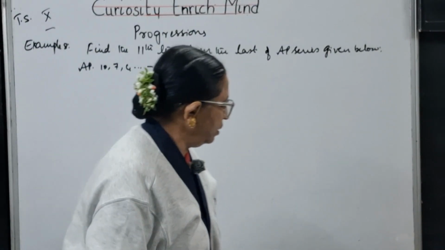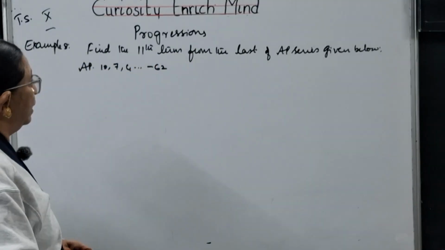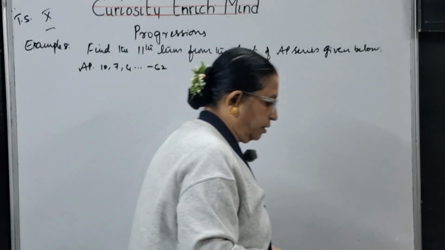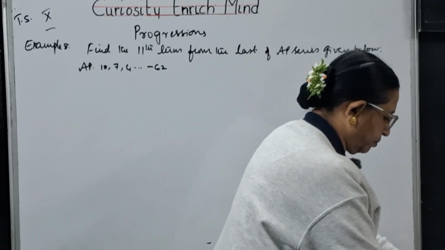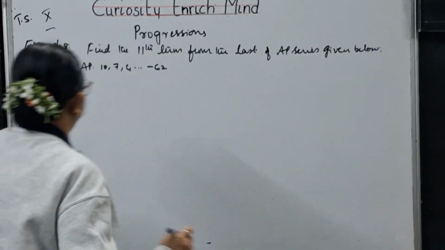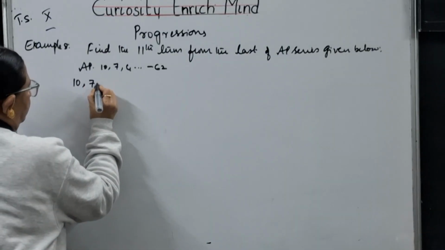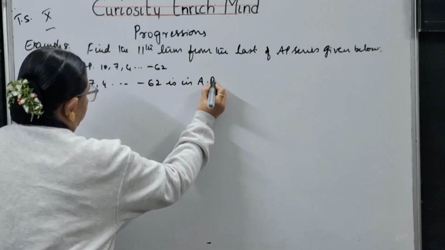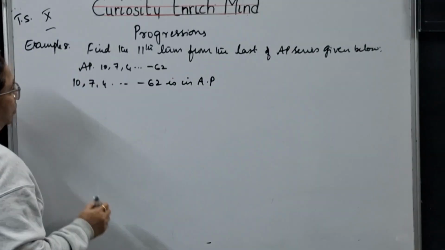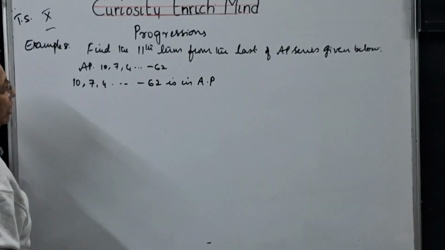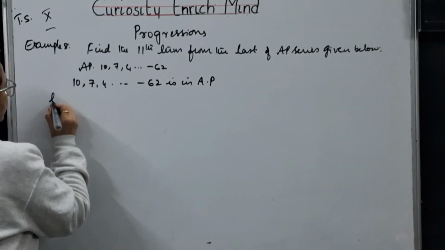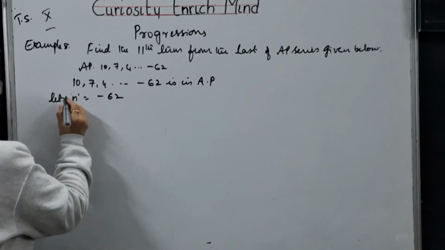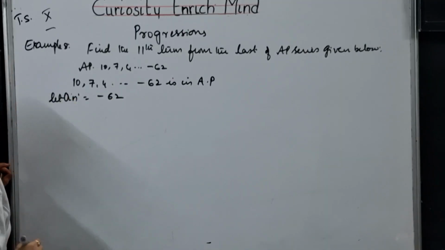Now example 8. Example 8 is find the 11th term from the last of the AP series. The AP that is given to us is 10, 7, 4, so on, minus 62. Now, for the 11th term from last, first you consider this last term, minus 62. Let an is equal to minus 62.